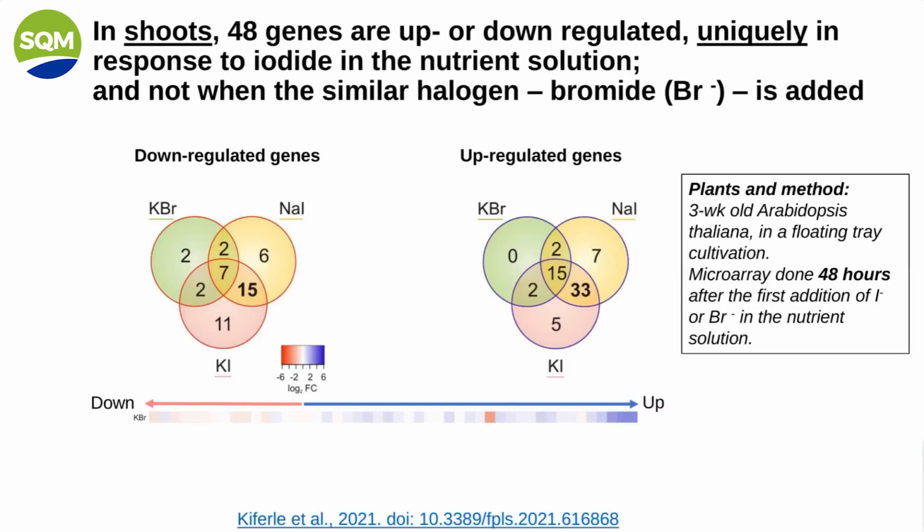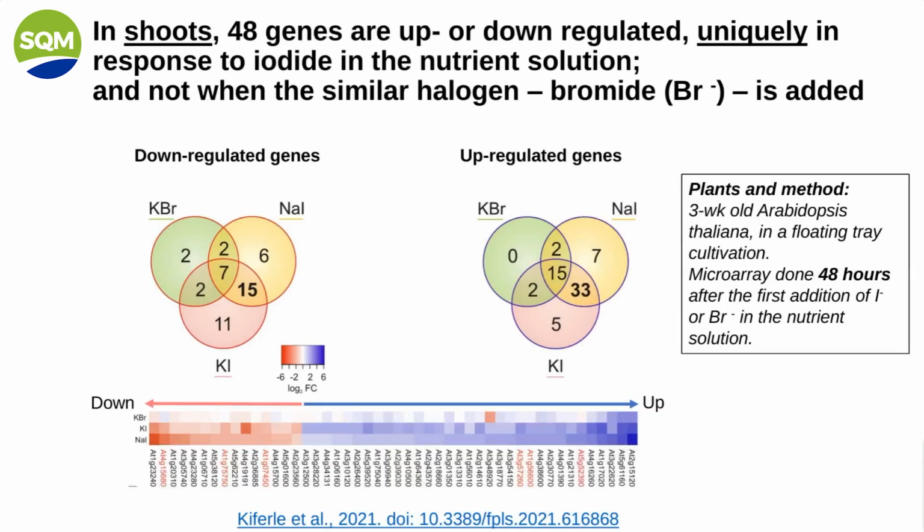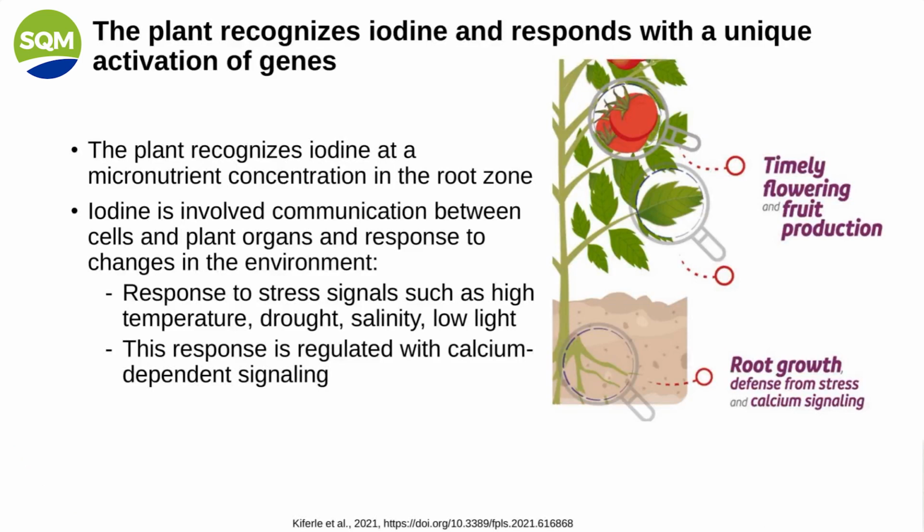In the shoots, similar things happened, only here there were fewer genes that expressed, but this is correlated to the only short time of exposure of these plants. So also, these plants were supplied this iodine in a micromolar dose, so a dose similar to a micronutrient. So what does this tell us? It tells us that a plant recognizes iodine and responds with a unique activation of genes in the micromolar concentration.